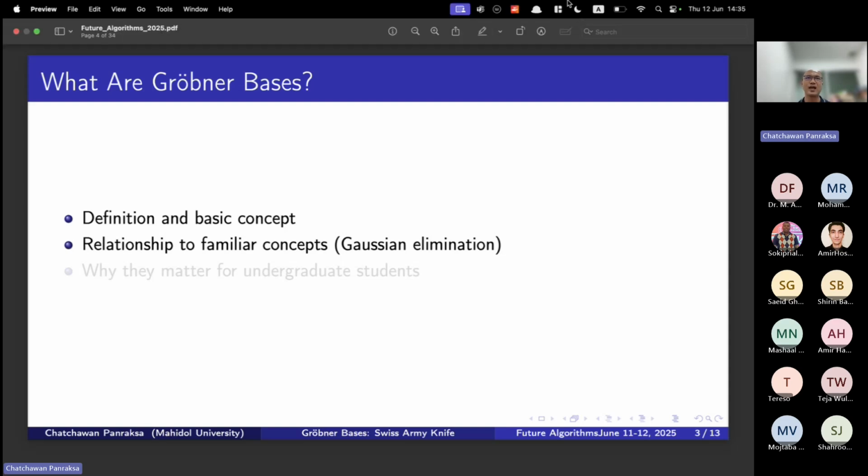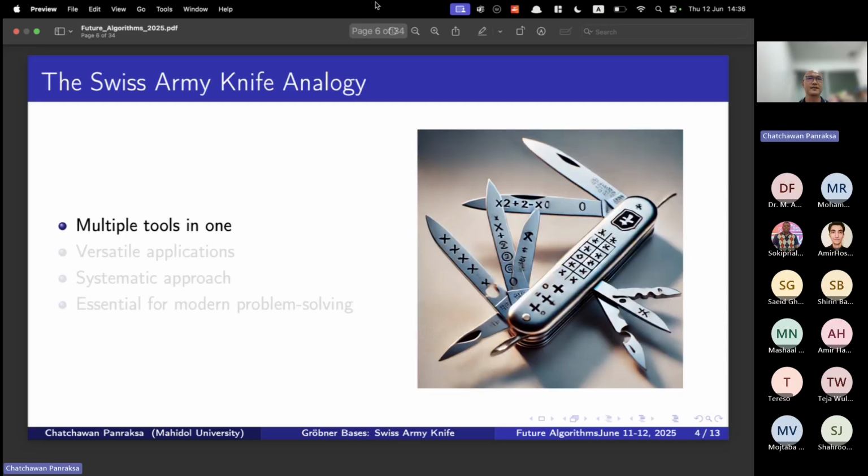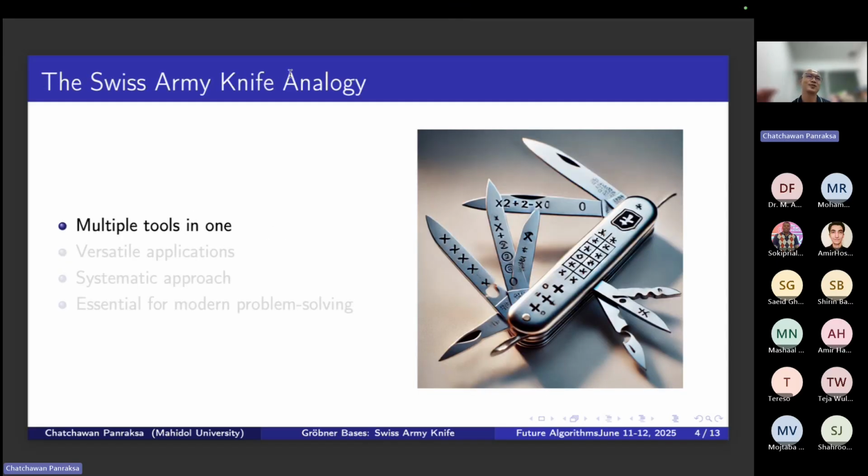So think about it, you already know how powerful Gaussian elimination is for linear systems. Gröbner bases extend that same systematic power to the much richer world of polynomial equations. For undergraduate students, this matters because polynomials are everywhere in mathematics and engineering. Many problems in mathematics can be transformed into solving a system of polynomials. So why do we call Gröbner bases a Swiss Army knife?